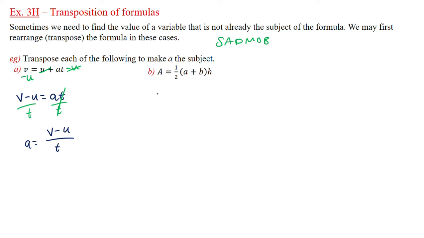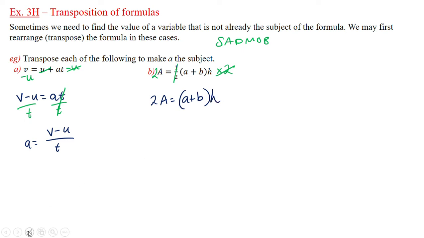The next one is the area formula for a trapezium. The first thing that we need to do, we have 2 options here, we can either divide by h or we can multiply by 2 to get rid of this half. I love getting rid of fractions first, so I'm going to start with that. 1/2 times 2 is 1. So if I multiply A by 2, I will get this equation as my next line of working.